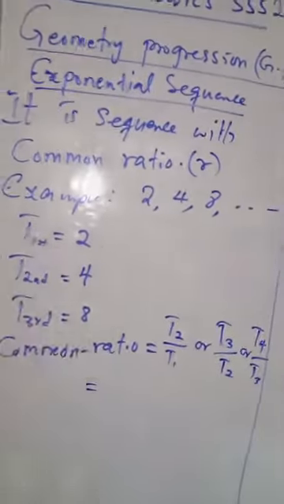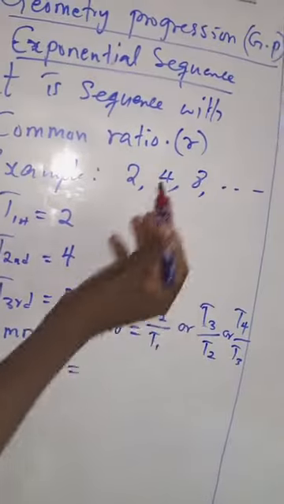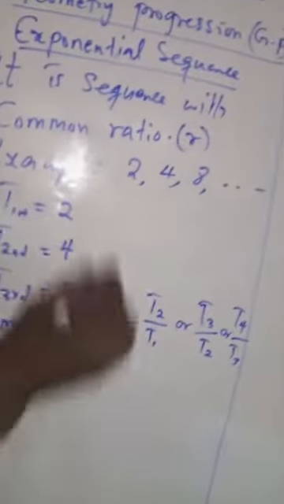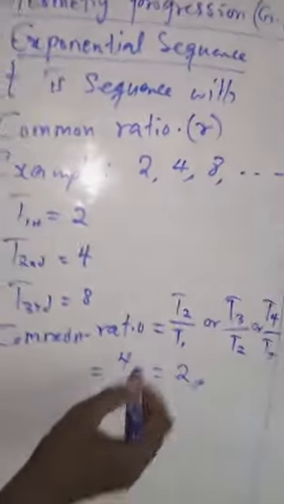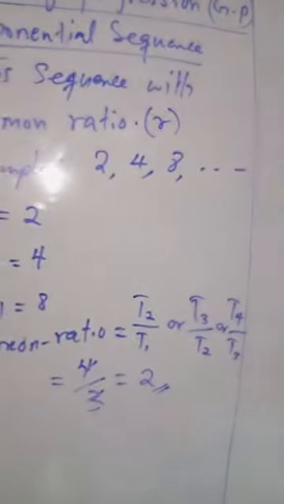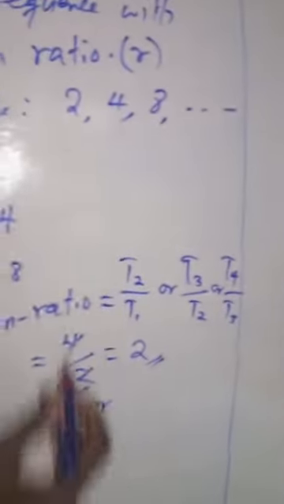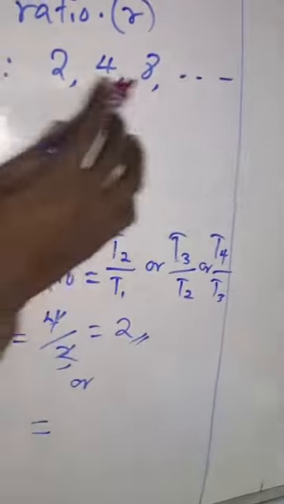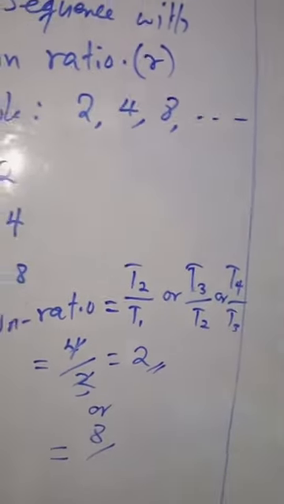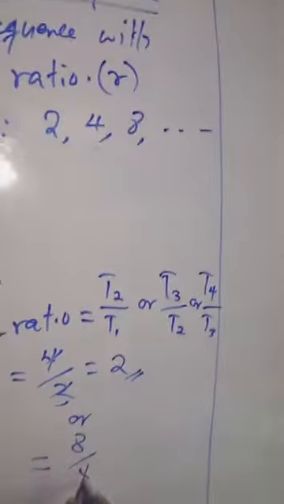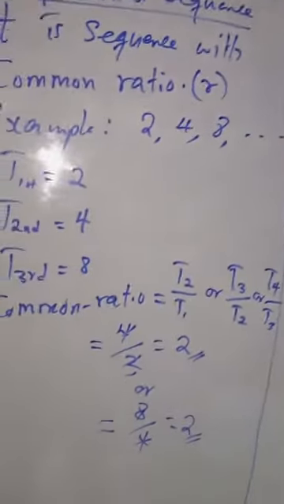Now let's look at the common ratio of this sequence. The second term is 4. The first term is 2. So 4 divided by 2 gives me 2. Or the third term is 8, while the second term is 4. If you divide it, it still gives me 2.